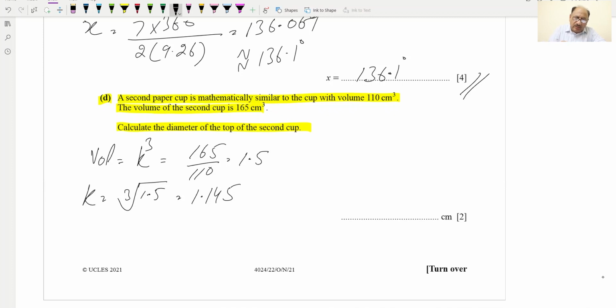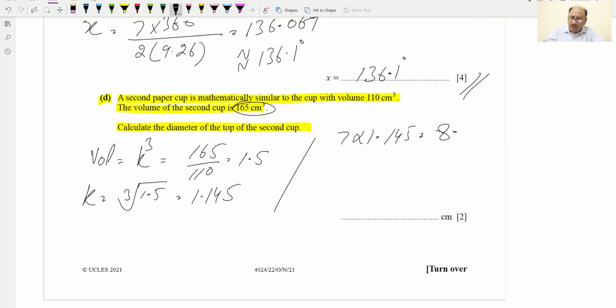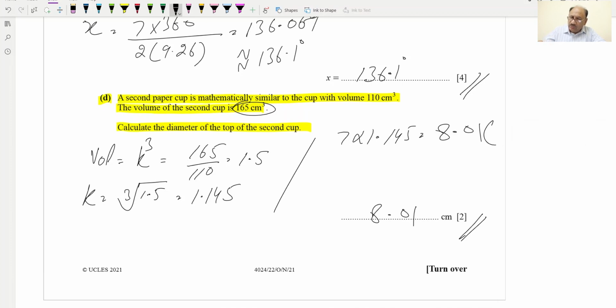They are saying the volume of the second cup is a higher value, so we will be multiplying the diameter. The diameter will be 7 multiplied by 1.145. So this number we multiply by 7, and this will be 8.01. So 8.01 will be our answer. Up to 2 dp we are providing the answer, so this will be 2 dp.